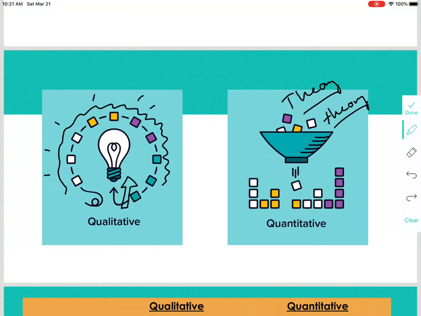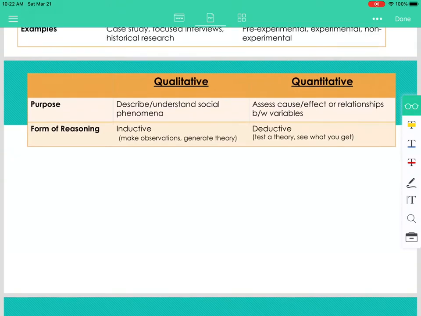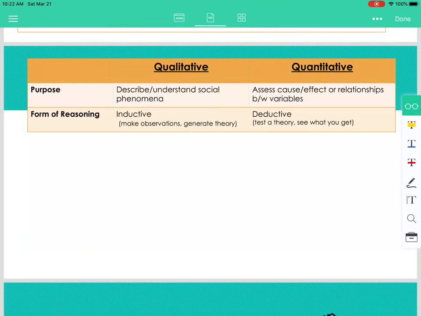So for quantitative, I have my theory, and then I'm going to put it through a test to see if my theory turns out to be shown to be true, yes or no. So instead of the qualitative, which works from the bottom up, making observations and forming a theory, in quantitative, I'm working from the top down. I have a theory in mind, and then I'm going to see whether or not that theory turns out to hold any water.